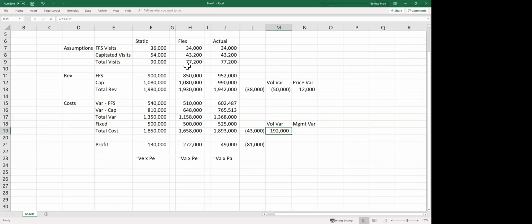Why? Because we did 77,000 visits instead of 90,000 visits. So you would expect the volume variance to be lower as a result of doing fewer visits. And it's a positive because it is in fact cheaper, right? We're not super excited about the fact that we save money by doing less work, but it at least starts to explain some of the differences. But since that volume variance is so positive, it means that our management variance must be really bad, right? So management variance is going to be our flex variance minus our actual variance.